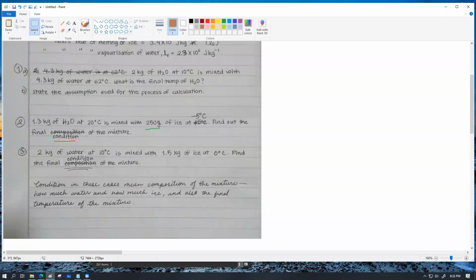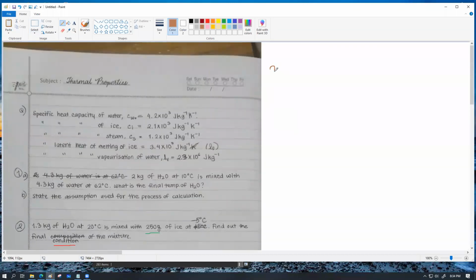Have a look. 2 kg of water at 10 degrees Celsius is mixed with 1.5 kg of ice at 0 degrees Celsius. Find the final condition of the mixture. In this case, the ice was at 0 degrees Celsius, which means ice temperature increase is not going to be involved. So ice is only going to melt. Let's try and calculate this.